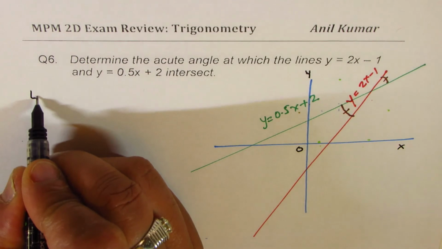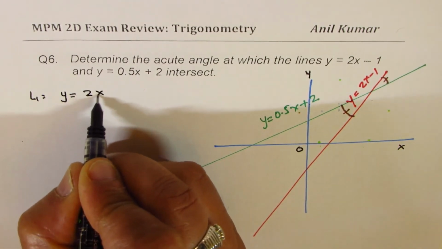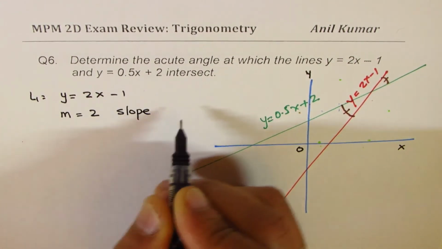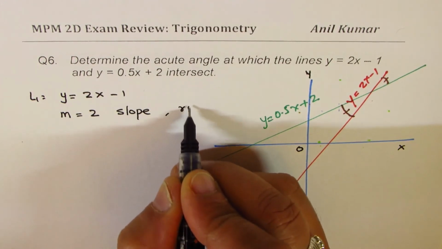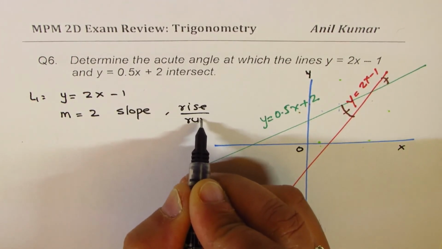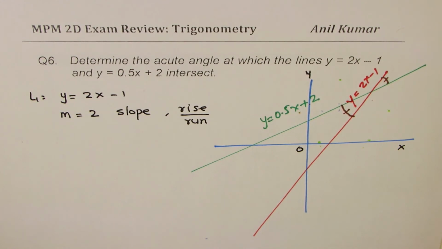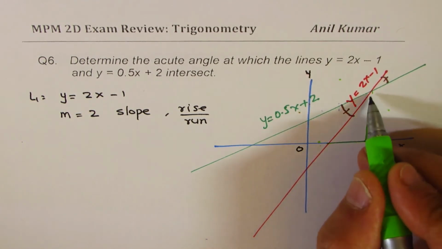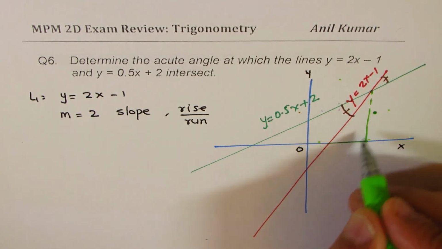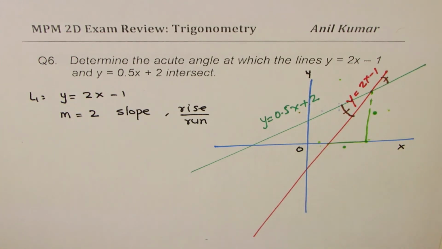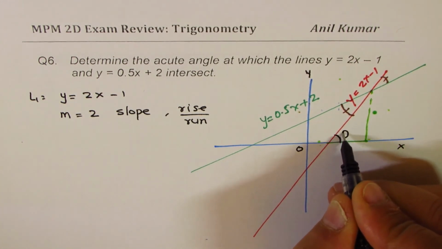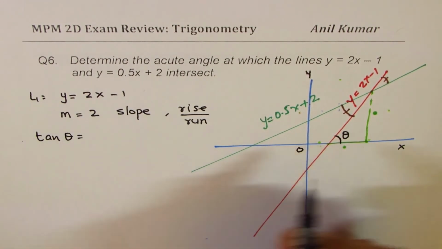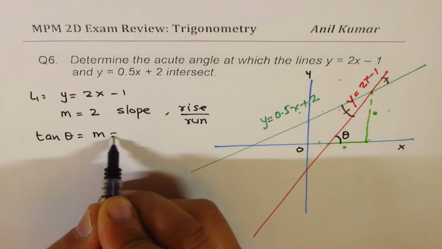Now we are given line 1, which is y equals 2x minus 1. The slope m is 2, right? This is the slope. You know slope is what? Slope is rise over run. Perfect. So if I see, let me make a triangle here, let's say. Let's consider this line and let's consider this triangle. Slope is this rise over run. Do you see that? Rise over run actually also gives you tan theta. Let's say this angle is theta. So we can say tan theta is equal to slope, which is 2.